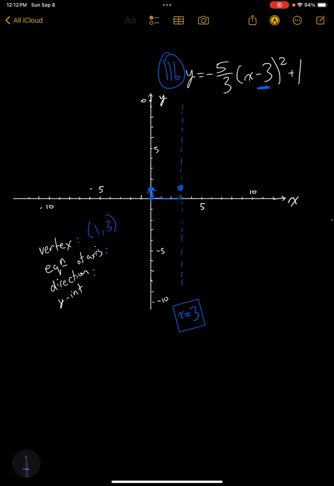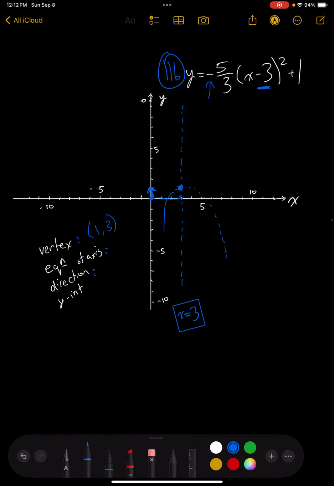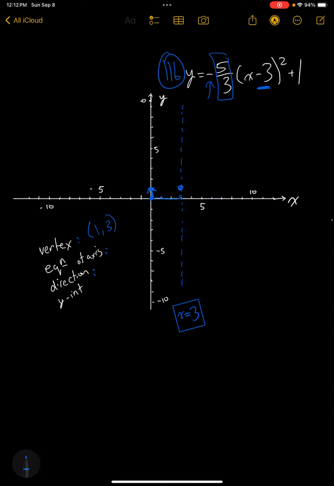Now we have a step pattern, and now we can look at the direction. This negative means it's going to open downwards. But we don't know exactly how until we look at right here. This 5/3 determines it.